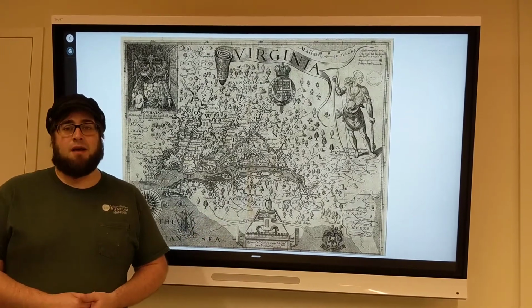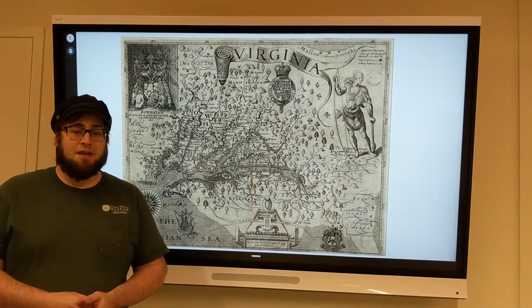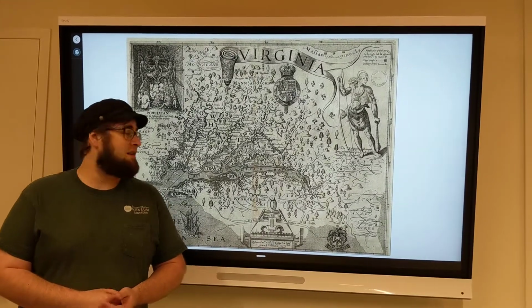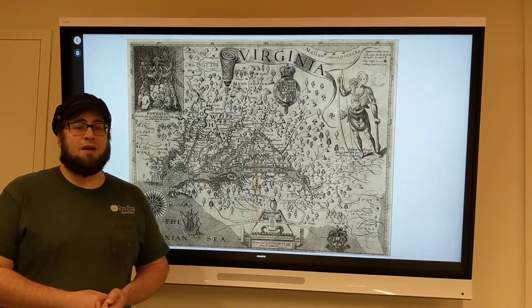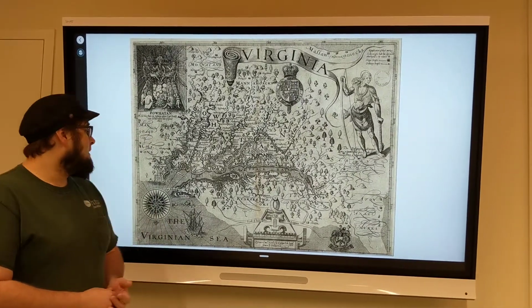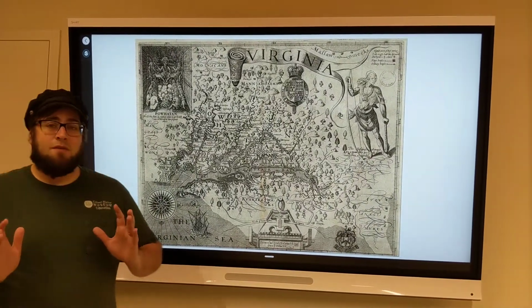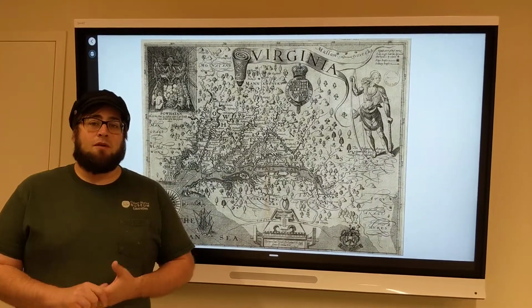This map was published by Captain John Smith in 1612, and it details his voyages of the Chesapeake Bay between the years 1609 and 1610. Now, there are four different parts of a map that you need for it to work properly.